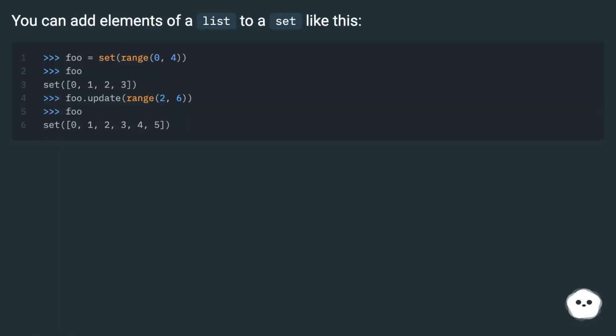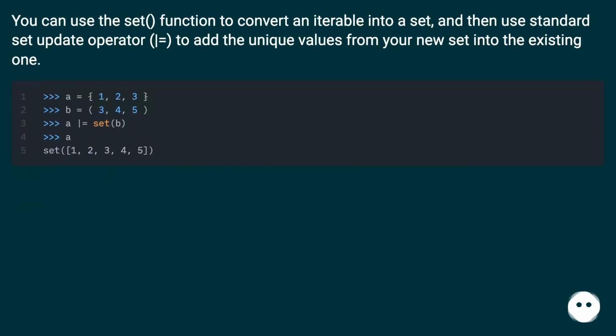You can add elements of a list to a set like this. You can use the set function to convert an iterable into a set, and then use the standard set update operator, smiley, to add the unique values from your new set into the existing one.